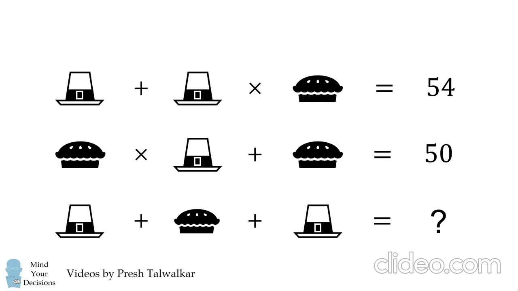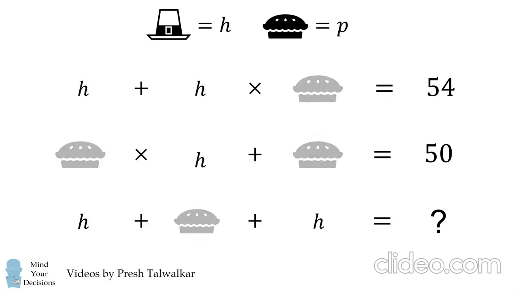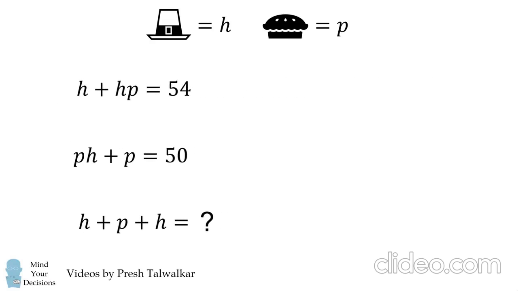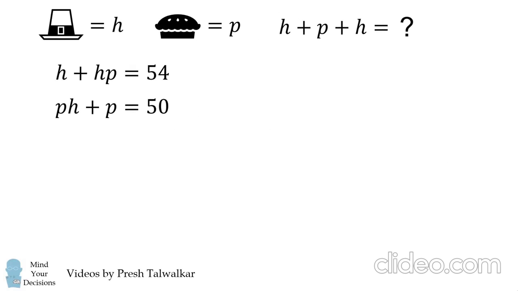So how can we solve this problem? Well, the first thing that'll make it a little easier to present will be to substitute letters for the variables. So for the hat, we'll write the letter H, and then for the pi, we'll write the letter P. We can now compress our equations, and we now have a standard system of equations. So how can we solve this for H and P?